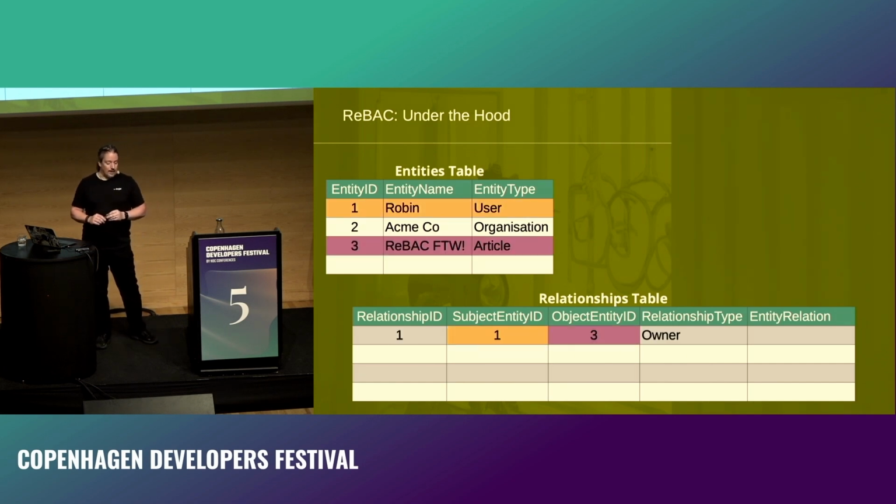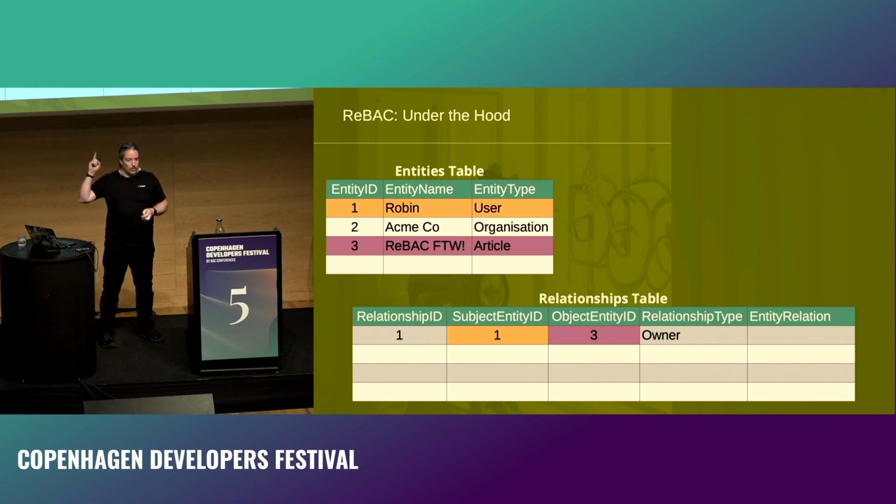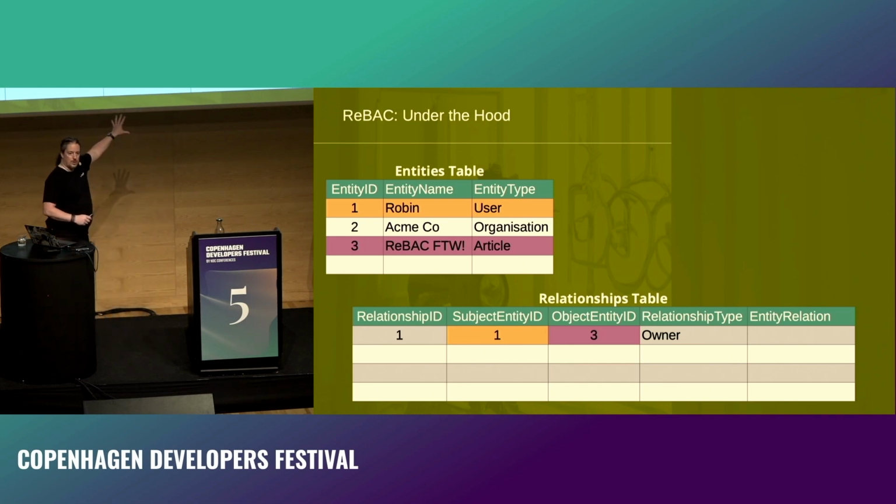So we're going to say that subject entity ID 1, so that's Robin, is linked to an object somehow. In this case, we're looking at the article. And the link, or the relationship type, is owner. So this entry tells us that Robin owns. Now, this doesn't tell us anything about permissions yet. The owner part there is just a label.